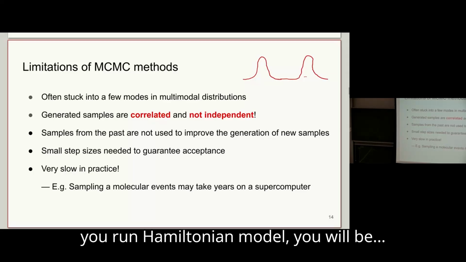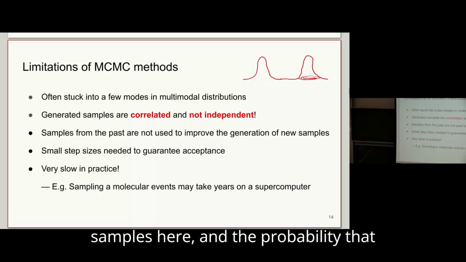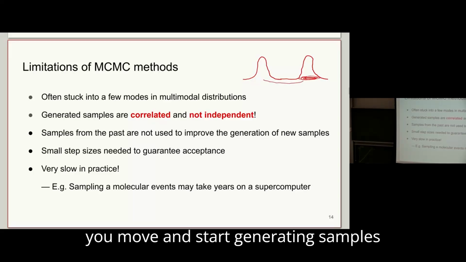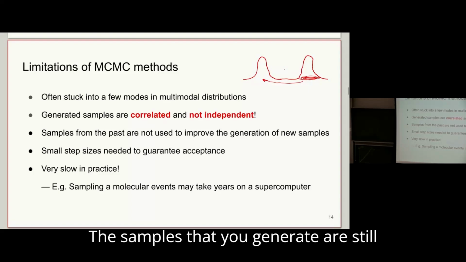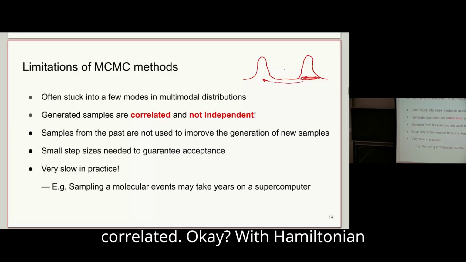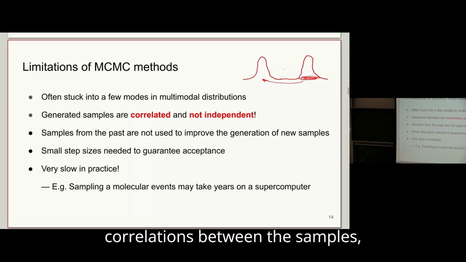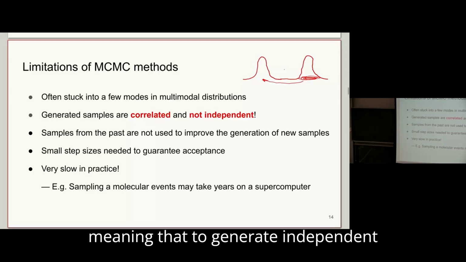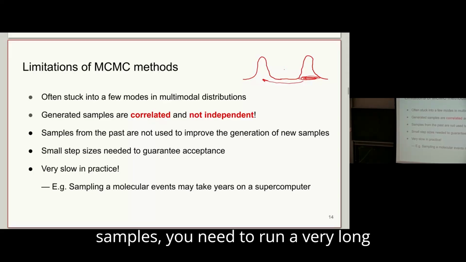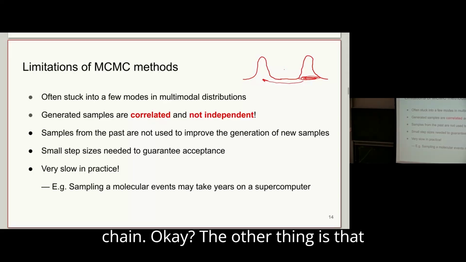And even if you run Hamiltonian Monte Carlo, you will be drawing samples here, and the probability that you move and start generating samples from the other mode is pretty low, okay? The samples that you generate are still correlated, okay? With Hamiltonian Monte Carlo, you reduce these correlations, but you will still have correlations between the samples, meaning that to generate independent samples, you need to run a very long chain, okay?